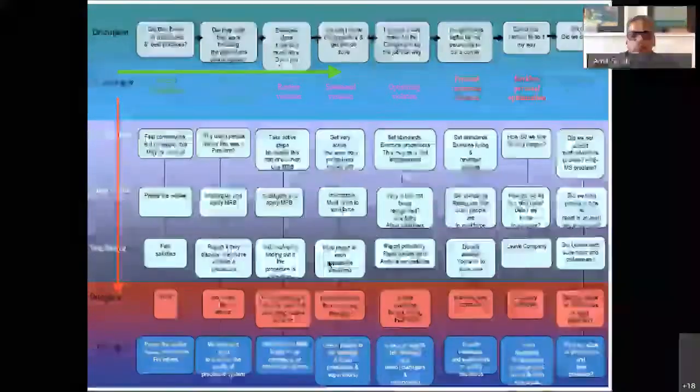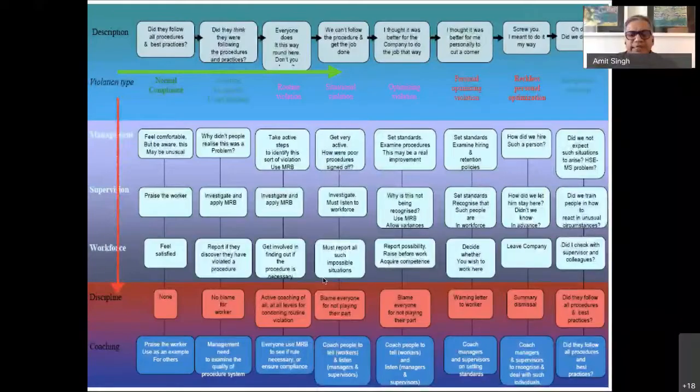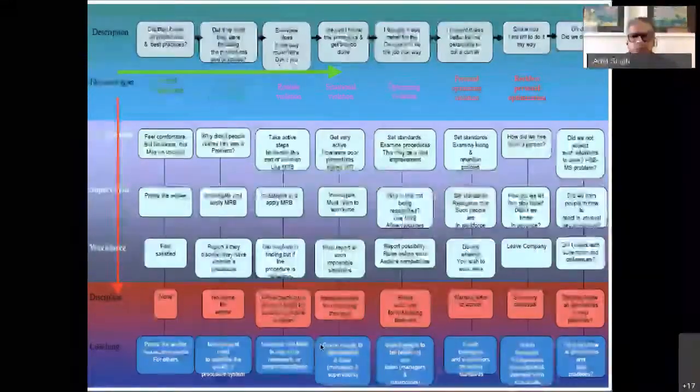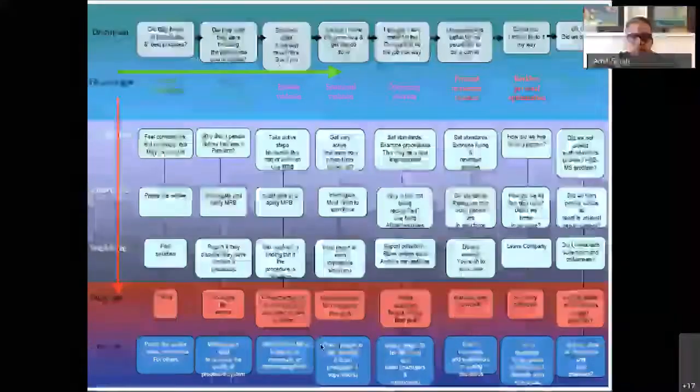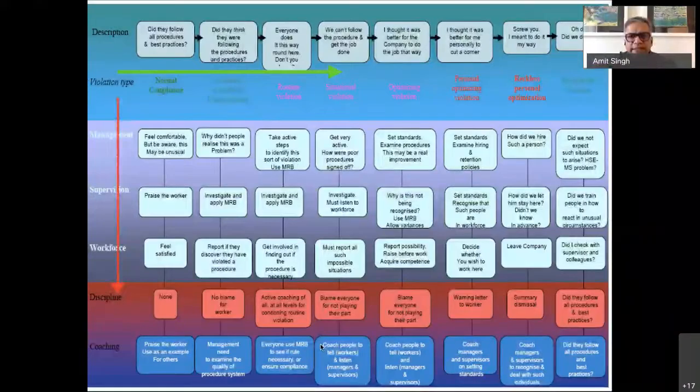So the workforce must report all such impossible situations which are not practical. Discipline-wise, you don't blame only the pilot when an incident happens, but everyone is responsible, because ultimately the SOP was also responsible for this incident. And coach people to tell, workers to tell and managers and supervisors to listen. So people should report and managers and supervisors should listen to them. That's how you collectively come up with a new SOP which is more practical, and then you'll have reduced incidents and accidents. So it is the collective responsibility which works in the end.